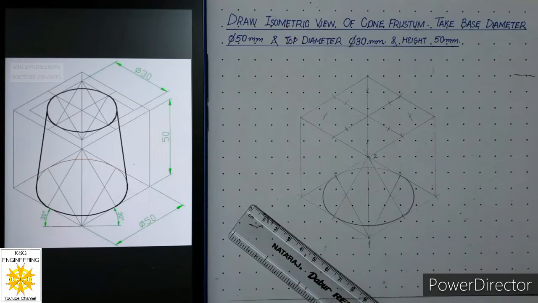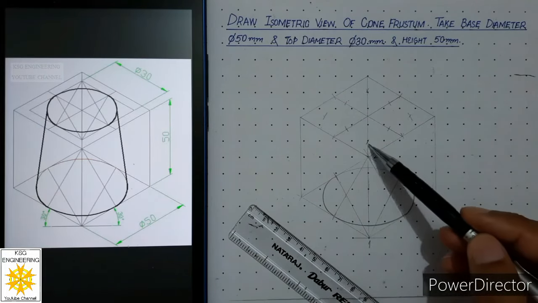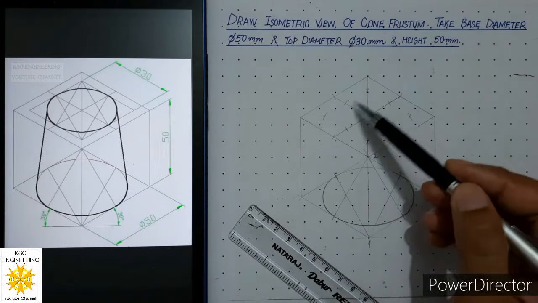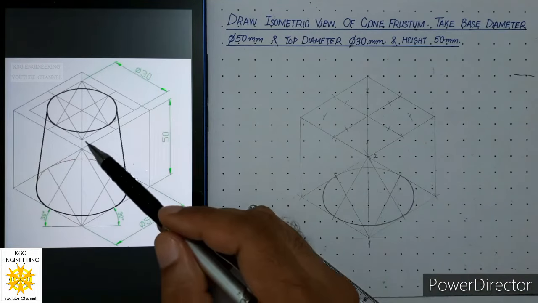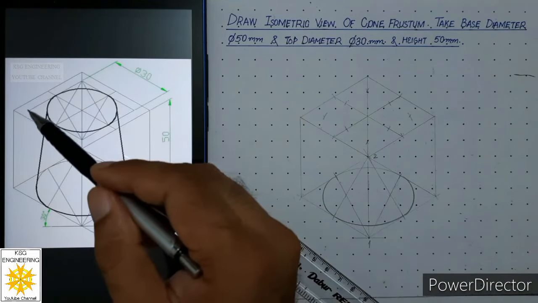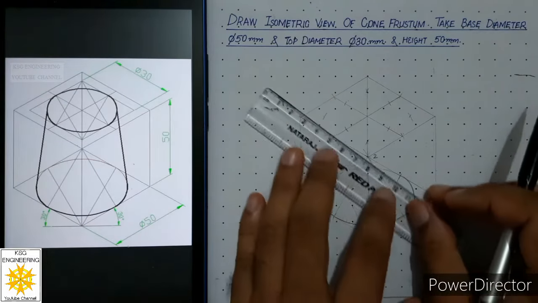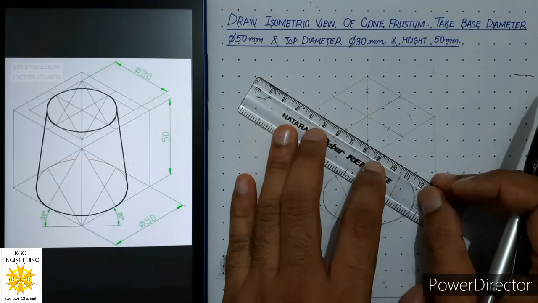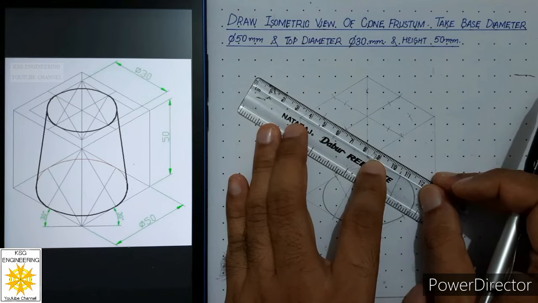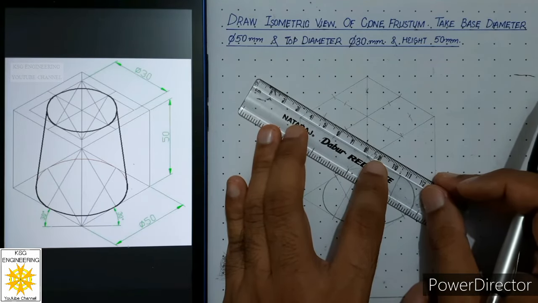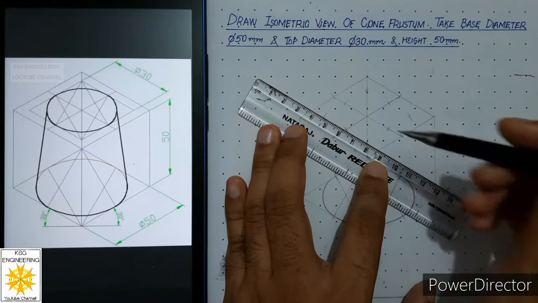So if you don't have roller scale, you can use this method to create 4 corners of this box of 30 by 30. And after that, we will align our scale with these corners carefully, and we will draw continuous thin lines.